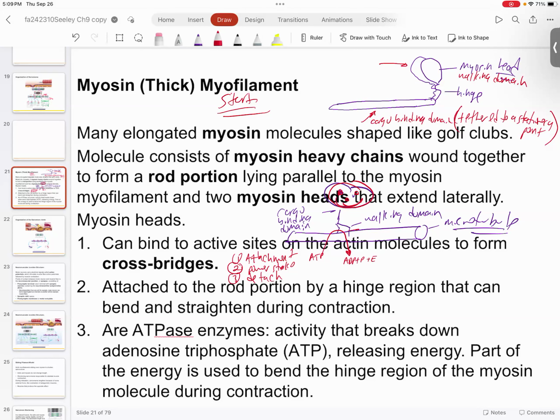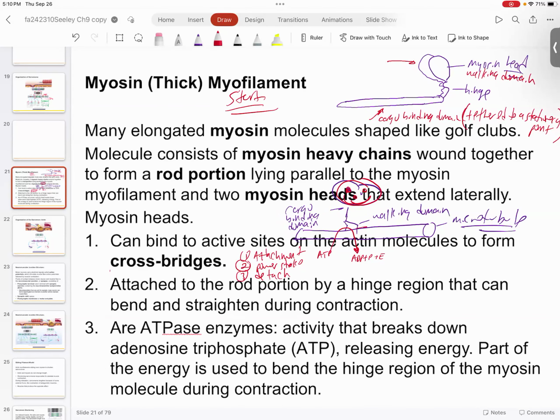surface of the sarcomere. So ultimately what has to happen is your myosin heads have to make contact with the actin, has to grab onto it, similar to you having to basically grab onto the tug of war rope. You have to make contact with it. When you do, and you bind to the actin molecules, you form what's called a cross bridge. Now, once you're attached to this rod portion, then what can happen is the hinge, which can straighten during contraction, is then going to allow the head group to essentially pull on that actin.